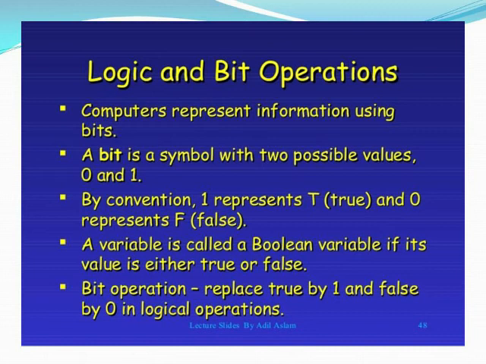Next one, logic and bit operations. Computers represent information using bits. A bit is a symbol with 2 possible values, 0 and 1. 0 and 1 are used for bit representation. We know that 1 represent true or T and 0 represent F or false. A variable is called Boolean variable if its value is either true or false.